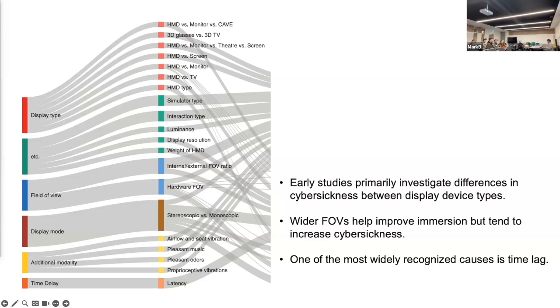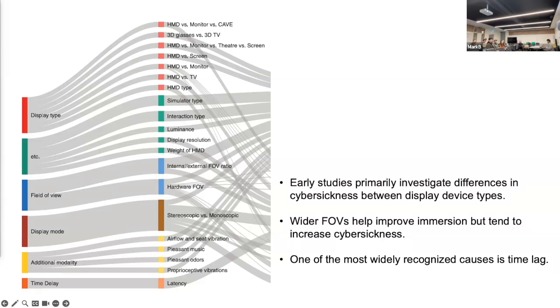If we can provide users a wider field of view, it could induce a more immersive experience, but somehow it also induces more sickness. This result is linked to the vection problem. If the viewer can see in a wider field of view, there's more chance the person can feel illusory motion perception. That's why a wider field of view sometimes induces more severe sickness.